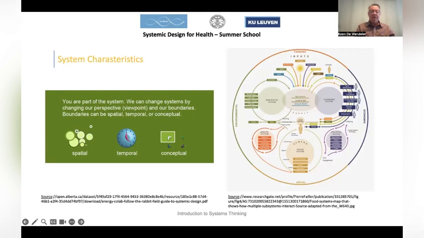Now, we can change systems by changing our perspective and our boundaries. So the boundaries can be spatial, can be temporal, or can be conceptual. And I'll give you an example towards the end of this lecture.